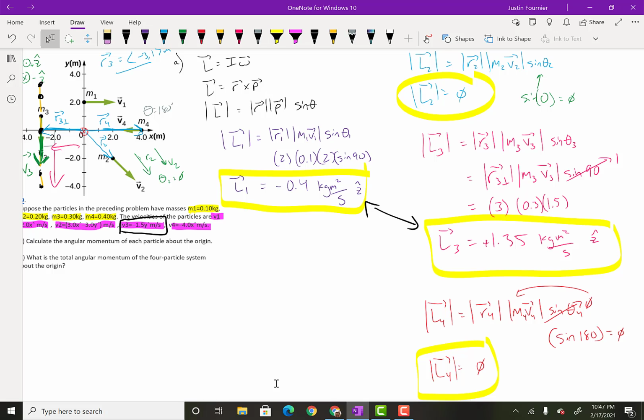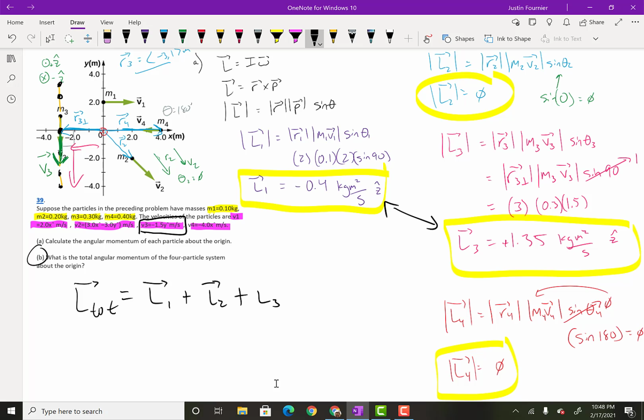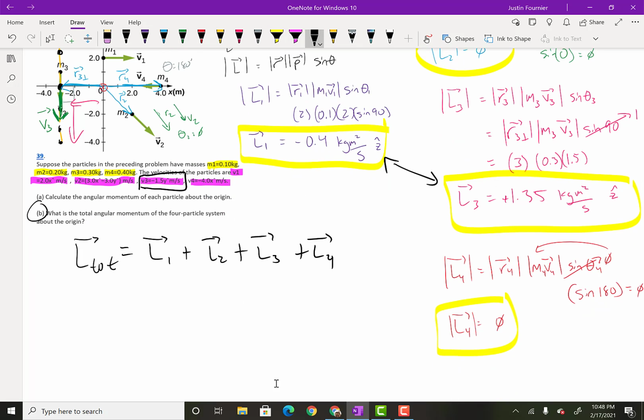Those are the only things actually carrying any momentum at all, which helps me with this last part, because it says, what's the total angular momentum of this 4-particle system about the origin? Well, the total is just going to be L1 plus L2 plus L3 plus L4. Just literally add up all the angular momentums. L2 and L4 are 0 already. But L1 is negative 0.4, I'll forego units for simplicity, z-hat, plus 1.35 is L3 z-hat.